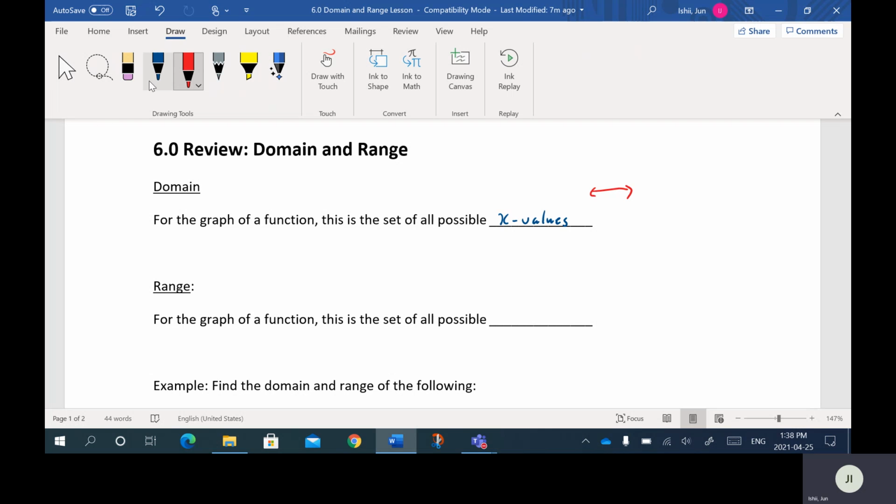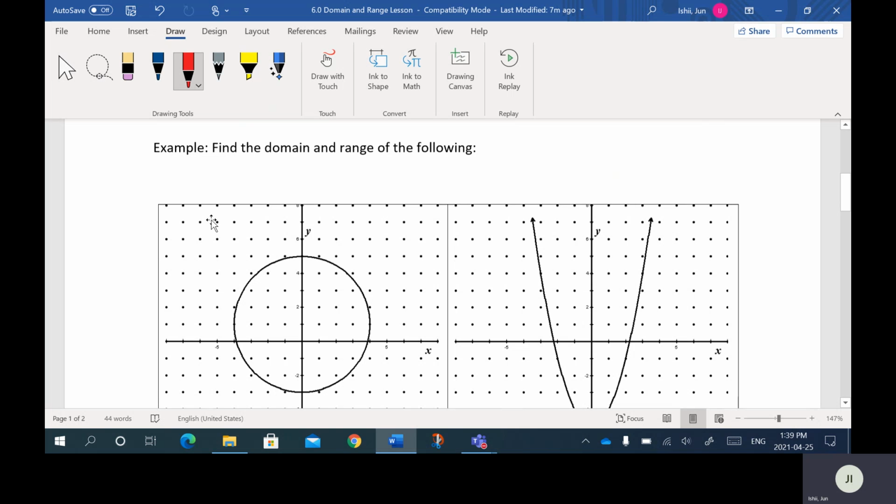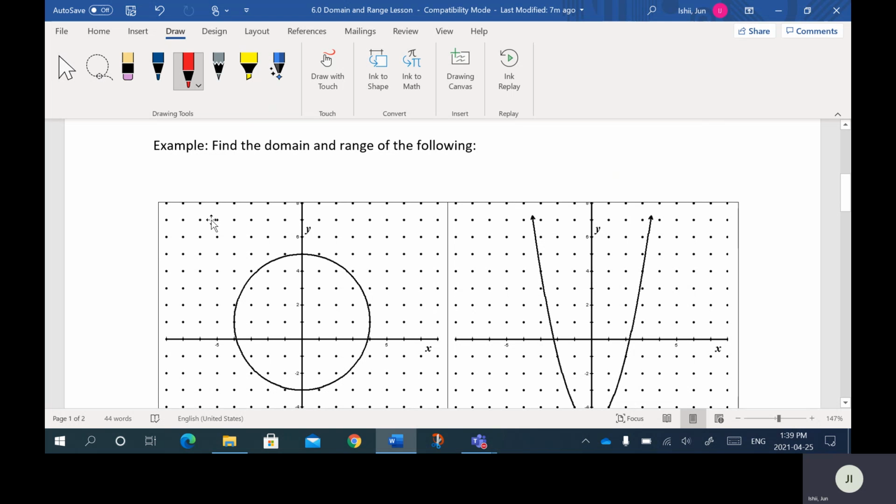The other thing here is the range. The range for the graph of a function is the set of all possible y values. In other words, if we were to look at a graph, basically we're looking at where the graph is when we go up and down. So we're just going to use a couple examples here to illustrate that.